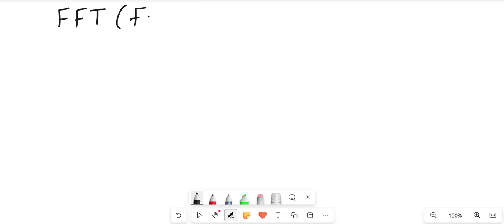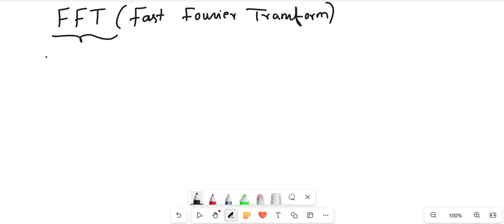For today's session we will discuss the FFT algorithm. So what is FFT? Fast Fourier transform. Fast Fourier transform.